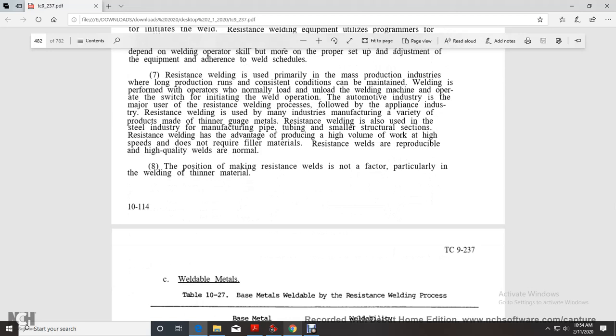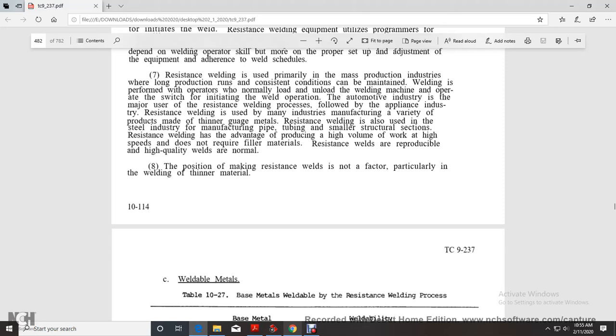Long production runs with consistent conditions are convenient. Welding is performed with the operator normally loading and unloading the machine, with the operator at the switch initiating the welding operation. The automotive industry is the major user of the resistance welding process, followed by the appliance industry. Resistance welding is used in many industries to manufacture a variety of products made of thin gauge metal. It is also used in the steel industry to manufacture piping, tubing, and smaller structural sections.